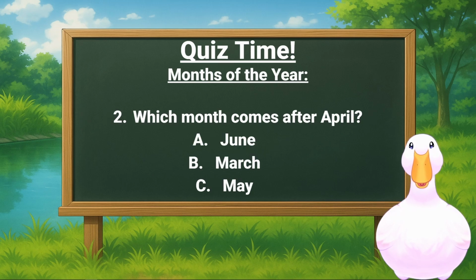Question 2. Which month comes after April? Is it A, June, B, March, or C, May? Good job. It's C, May.